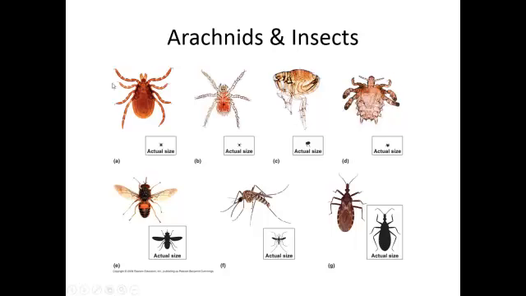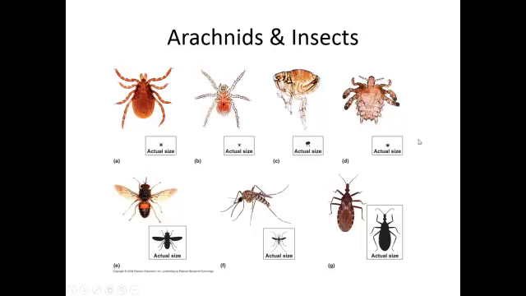So this one is a tick. Whenever you go camping or out into the woods, make sure you check for ticks afterwards. This is a mite. Then we have fleas. We have, this is a type of louse. This is a true fly. It's a tsetse fly. Here are mosquitoes. I'm sure you all know what they look like. And then we have the kissing bug.